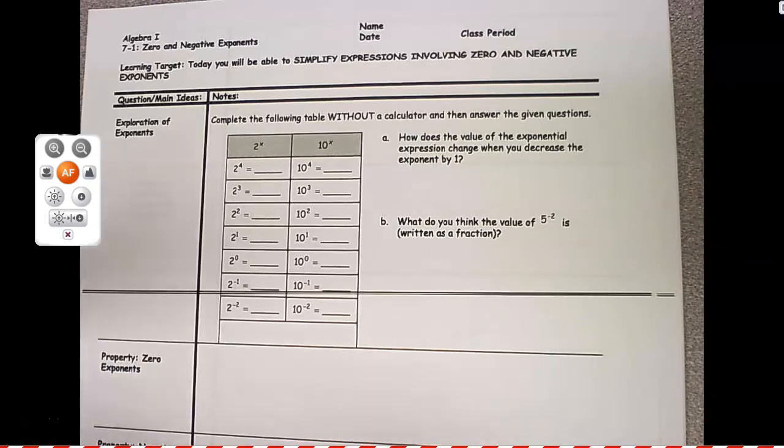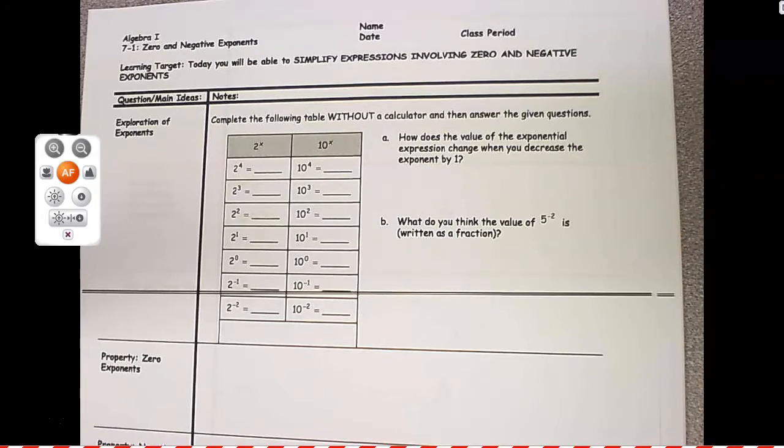Welcome to Chapter 7, Unit 1, about zero and negative exponents. You should have the notes packet in front of you, and everything that I write down you'll write, and you'll pause the video at certain points in time to try and do things on your own.